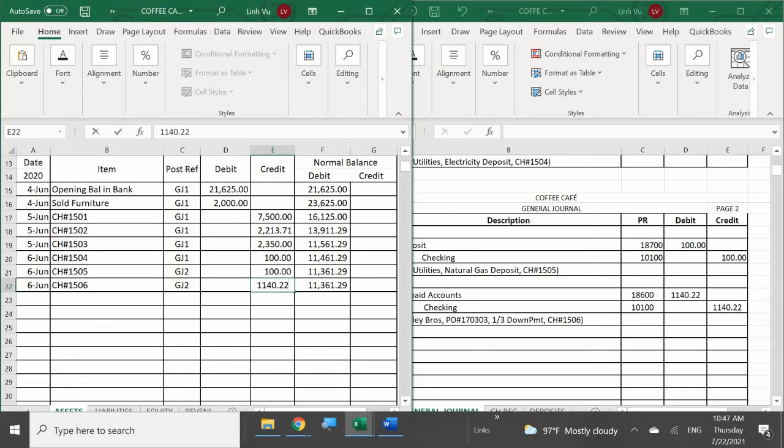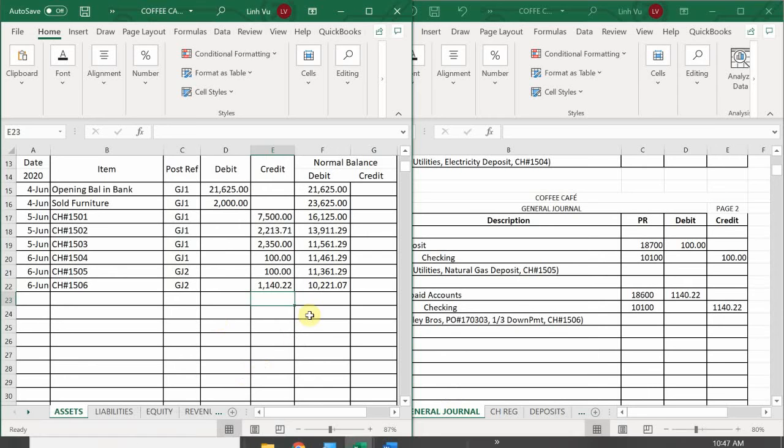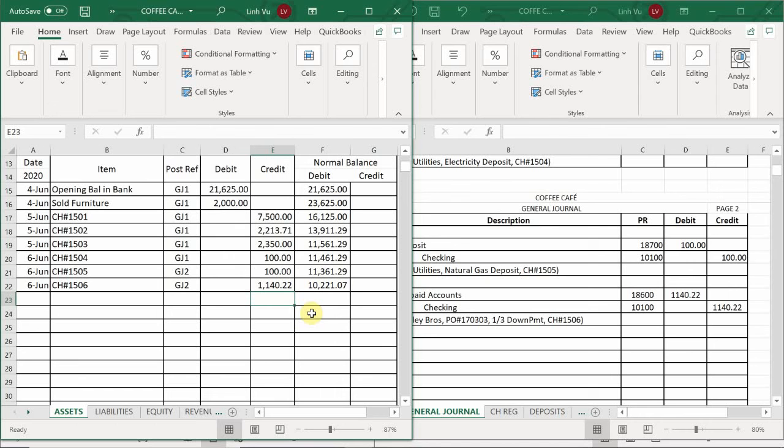So I press my enter key to validate that this is what I want in this cell. And now Excel has recalculated, telling me that I now only have $10,221.07 in my bank account. I'm going to pull and extend that formula a little longer so we can continue doing our calculations. So there we are, 10,221.07.